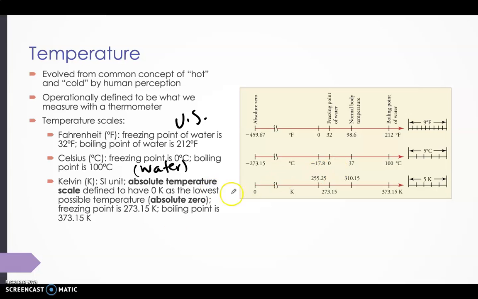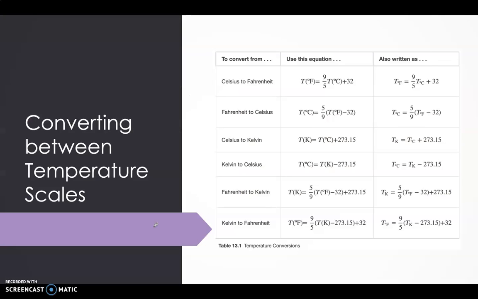So, in Kelvin, the freezing point of water is 273.15 Kelvin, and the boiling point is 373.15 Kelvin. Okay, so notice the difference between Celsius and Kelvin. There is just an adding difference, right? Okay, and we'll talk about that right here.